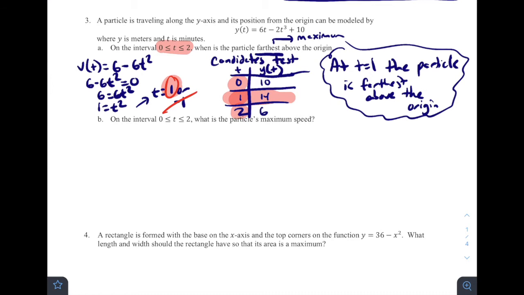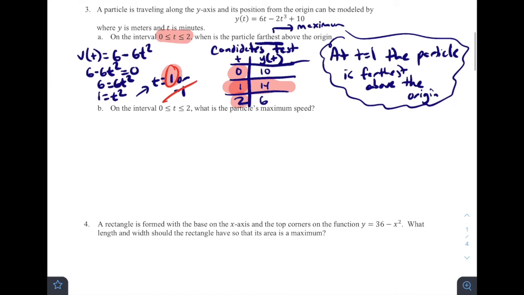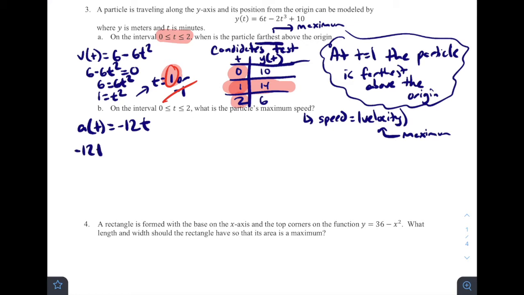For part B, on the interval from 0 to 2, what is the particle's maximum speed? So again, speed, we remember, is the absolute value of velocity. And if we're trying to find the maximum of velocity, we're going to need to take a look at the derivative of velocity, which means we're going to need to bring out our acceleration. So the acceleration is going to be, looks like negative 12t. And we want to know possible places where this derivative is going to have critical values. So that's going to be when this is equal to 0. And that looks like that's at t equals 0 for this.